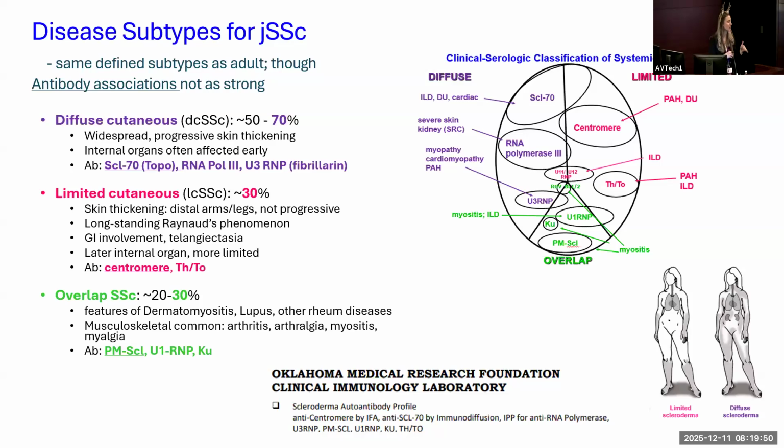This is 30%, but actually now that we're digging through cohorts, it's going to be closer to 35, maybe even 40%, as the limited go down, the overlaps are coming up. These patients have a specific antibody, PM-Scl, that means polymyositis scleroderma. So actually you fit all the features for scleroderma, but you get a bonus where you also fit the dermatomyositis features as well. So these patients have more myositis, arthralgia, et cetera.